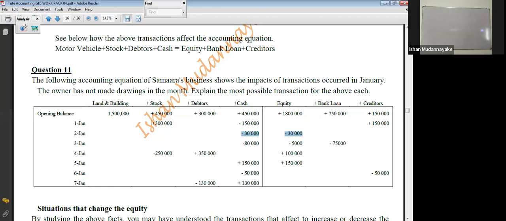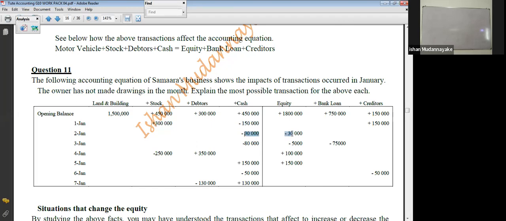Excuse me, sir. Yes. Sir, what is the first one? First one, purchase 150,000 stocks on cash basis and 150,000 stocks on credit basis. Okay, sir. Thank you. Second one, payment of salary 30,000.